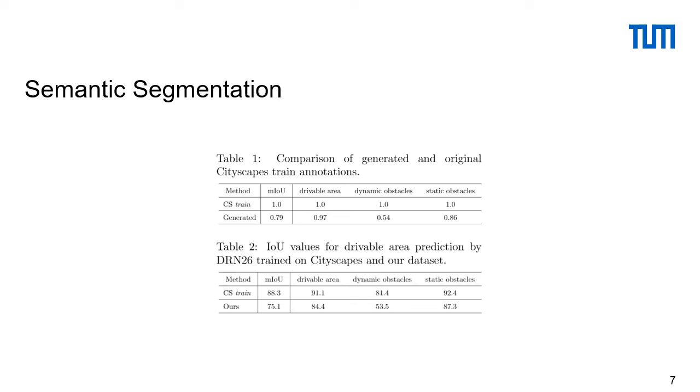Especially drivable area and static obstacles deliver a comparable performance, while dynamic objects are not as good, which is especially due to labeling quality for this class. Overall, mean IOU for our cheap and fast approach is 75% compared to 88% when training on manual data.